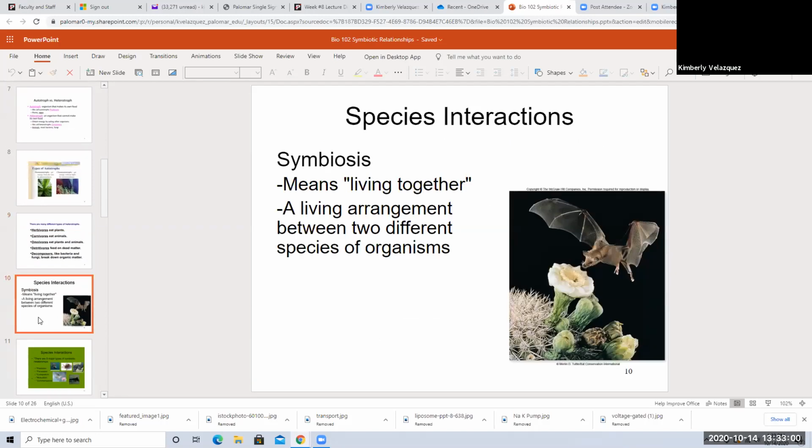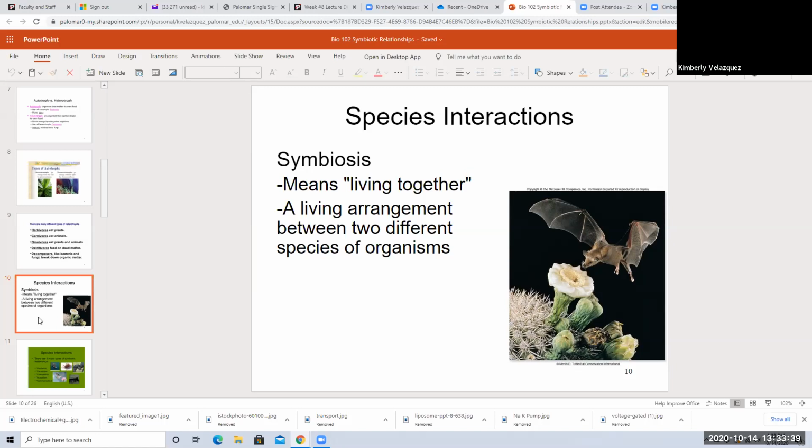Okay, it's important to understand different species interactions, especially when we start talking about human pathogens. So we're going to talk about different levels of symbiotic relationships in biological organisms. So symbiosis means living together. So bio is living and sim means together. It's an arrangement between organisms of different species. So if two organisms of the same species are living together, that is not considered symbiosis. Symbiosis is when organisms of different species are living together in a close arrangement of some sort.